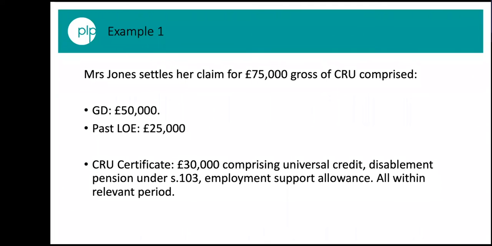So we're going to look at 3 examples, just applying the basic scheme which Abby has talked you through. In the first example, we have a situation where Mrs. Jones settles her claim for £75,000 gross of CRU, comprised of general damages of £50,000 and past loss of earnings of £25,000. There is a CRU certificate which has £30,000 of benefits listed, and all the benefits listed are offsettable against loss of earnings.